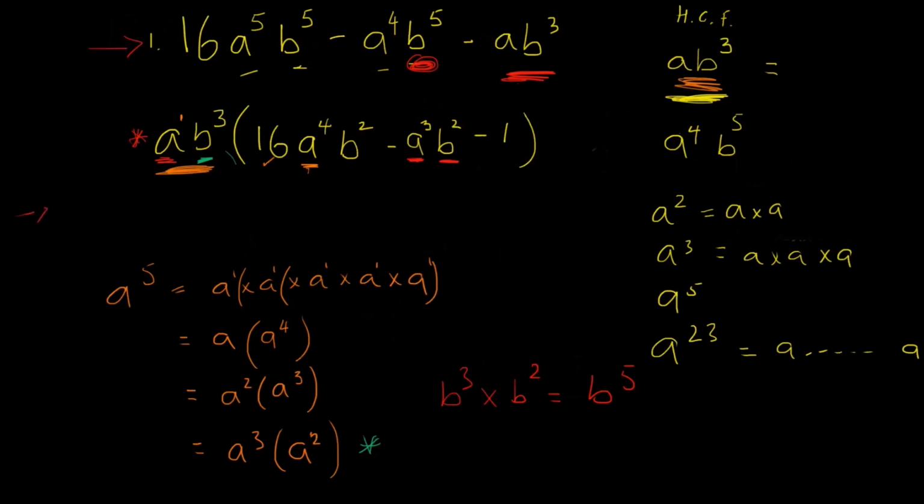So remember, if I expanded this bracket out, and maybe this will make it easier to understand, this gives me a to the power of 5, b to the power of 5, minus a to the power of 4, b to the power of 5, minus a, maybe 3. I just expanded it out. So all I've done is just multiply that with that, that with that.